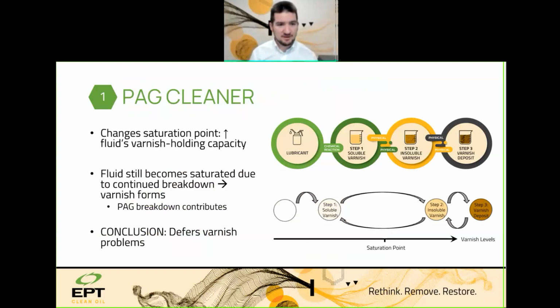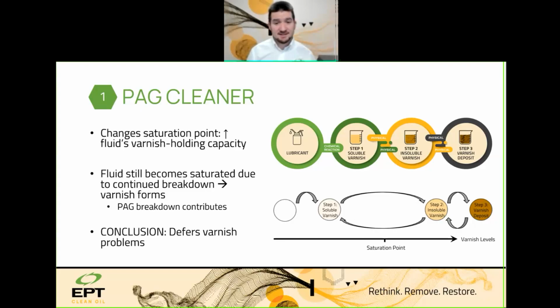Okay, so this really highlights how PEG cleaners work. They change the oil's saturation point. They increase the amount of varnish that can be kept in a dissolved state. But alarmingly, the PEG itself can contribute to breakdown, and there's no magic bullet here. Eventually, as breakdown products accumulate, that fluid will become saturated once more, and you will have varnish problems.